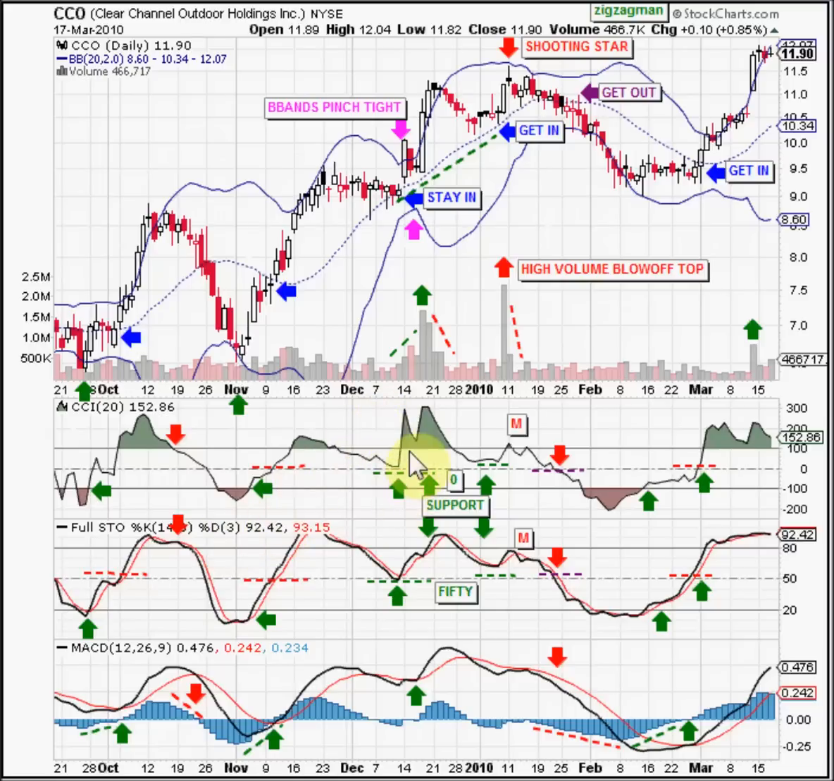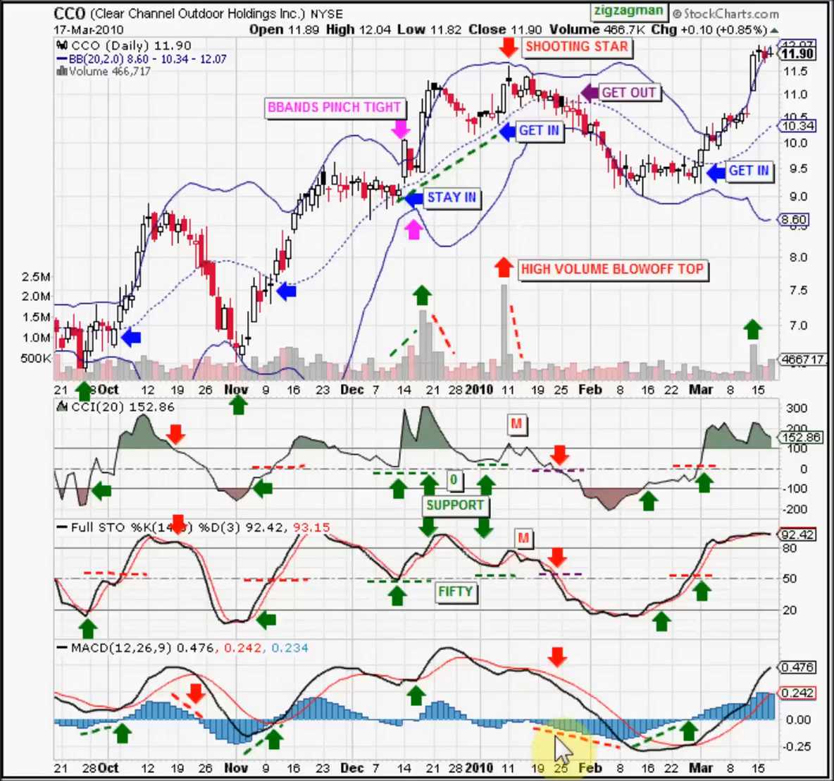He bounced up off of 0. He bounced up off of 0, but this time he blew it. He dropped below 0. At the same time, stochastics is dropping below these 2 levels of support here at the 50 line. The MACD histogram was warning you from this area right here that it was down ticking.